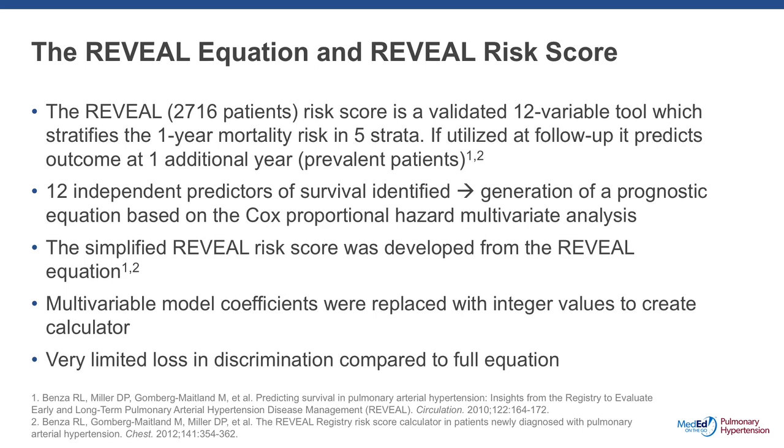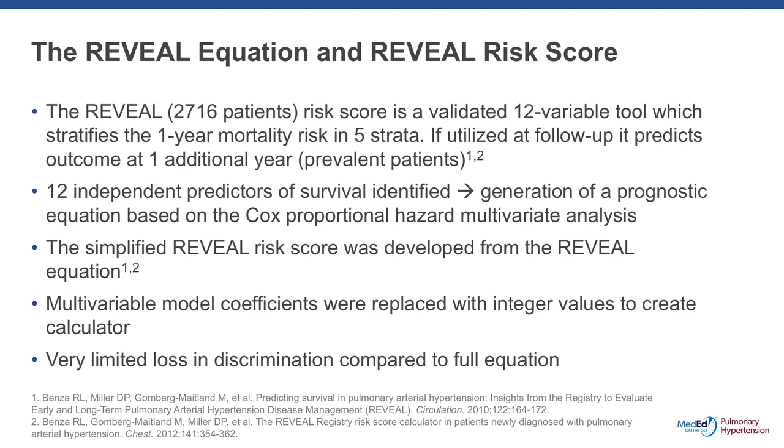So we've learned a lot about risk assessment and predicting mortality from the REVEAL equation and REVEAL risk score. As you may know, REVEAL is a large U.S. database that looked at almost 3,000 patients and created a risk score based on 12 variables which were important in the prediction of 1-year mortality based on dividing these patients into 5 risk strata. If utilized at follow-up, it predicts outcome for an additional year in prevalent patients.